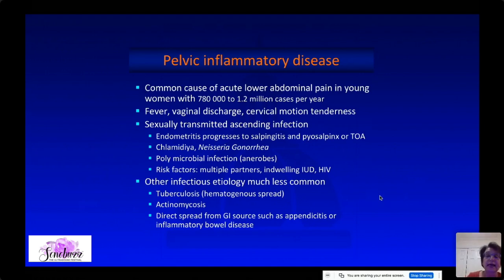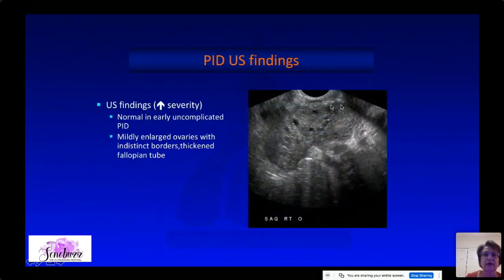And the other thing is, in some patients, particularly if you have GI inflammatory bowel disease, you can have spread to the adnexa from the inflammatory bowel disease, although that's, of course, much less common. So these are just some classic pelvic inflammatory disease ultrasound findings.